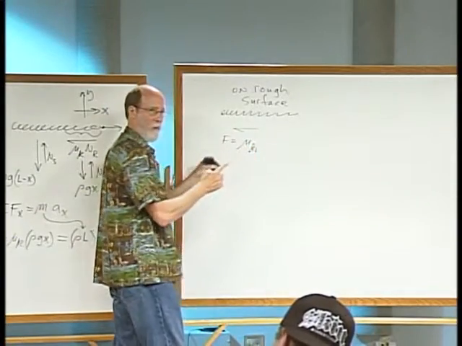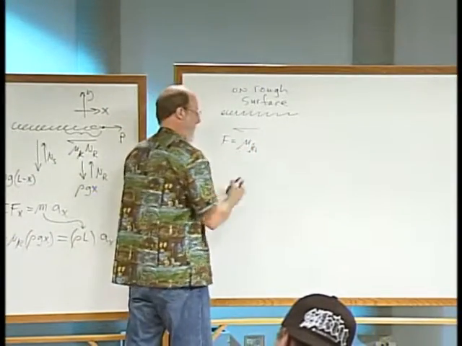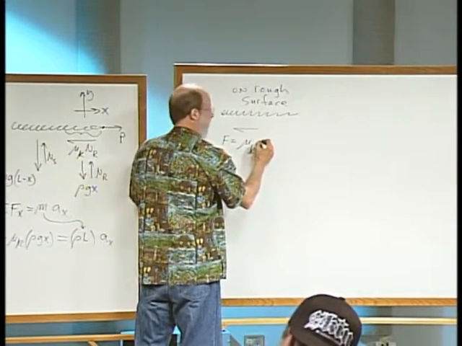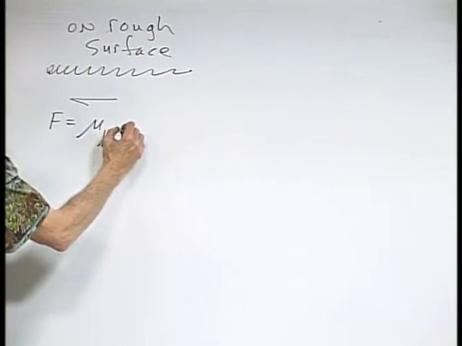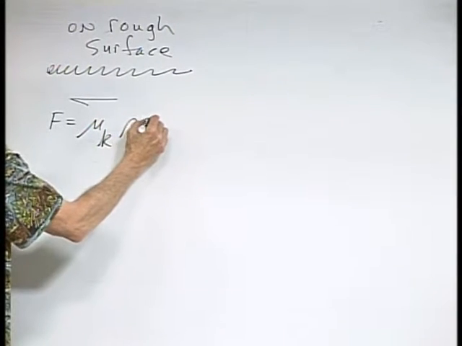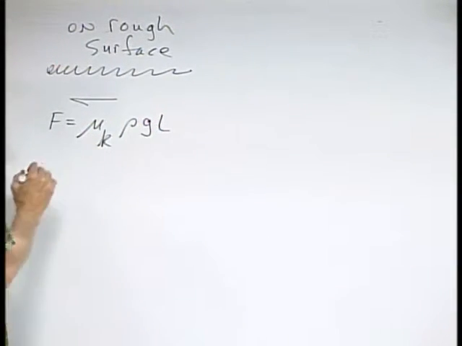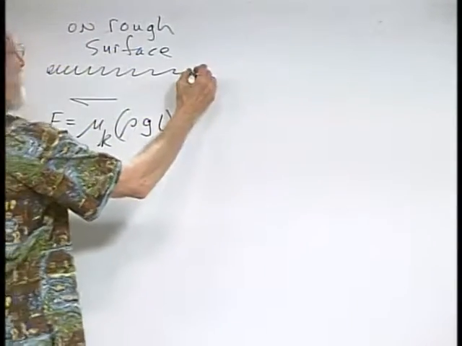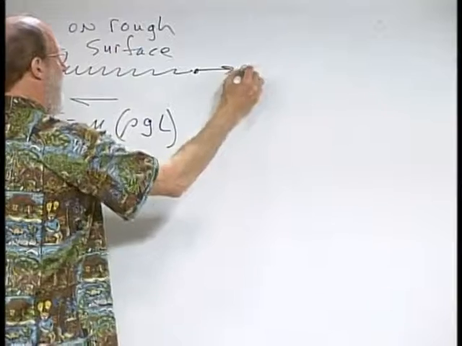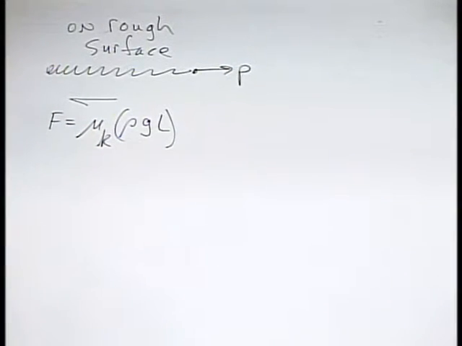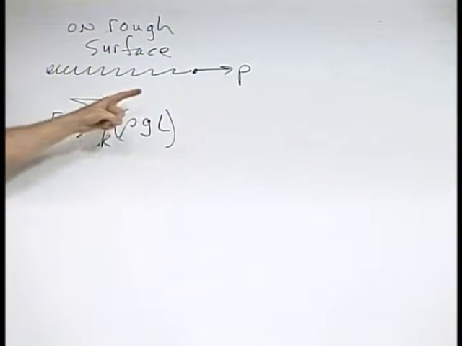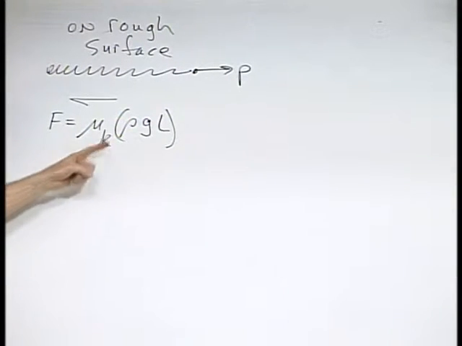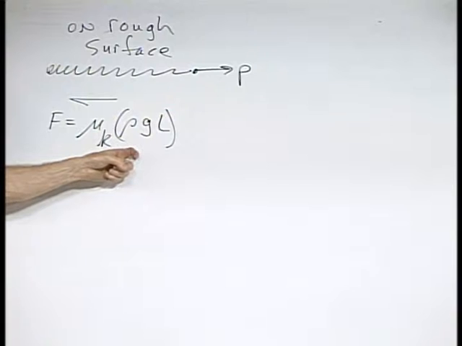Now the normal then would be the entire weight, wouldn't it? Mu k times the entire weight. Now the entire weight is made up of rho g l. So that's the weight of the whole chain. And then we have load P acting over here. Now, if we equated those statically, no acceleration, then the P would be this value.